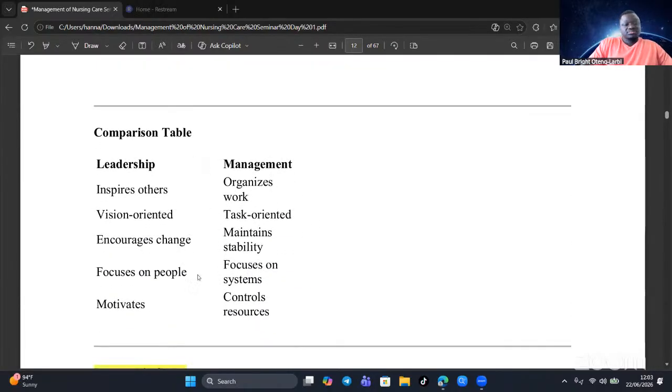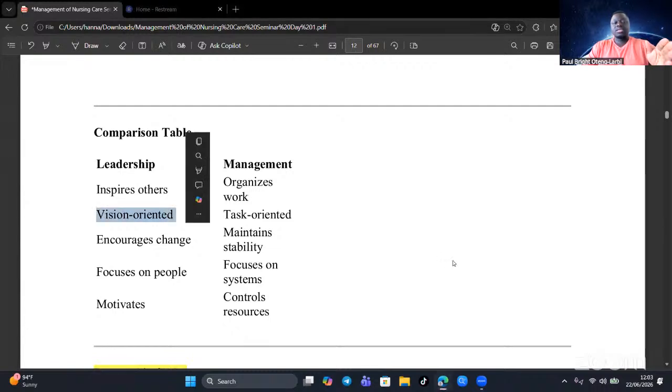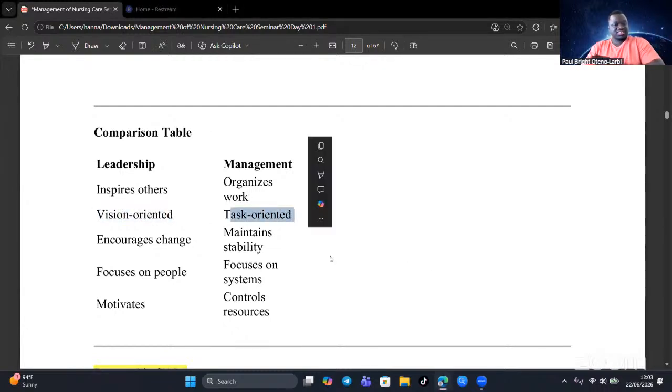So this is the comparison table. You should get the slide and go through it. It talks about everything we have said. The leader will inspire. The leader is vision oriented, but the manager is task oriented. The leader encourages change, while the manager maintains stability and focuses on people.